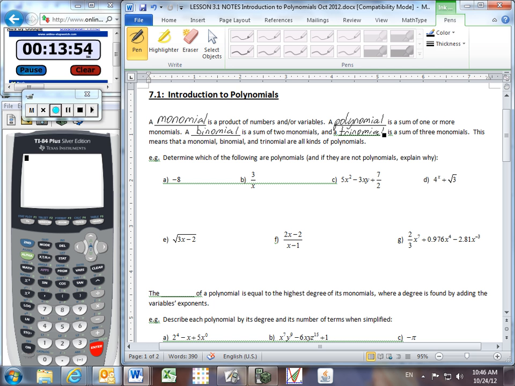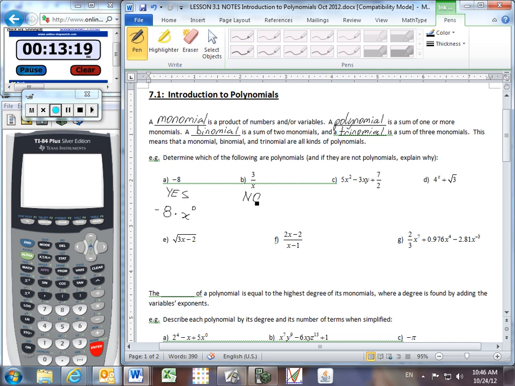So the first example, which of the following are polynomials? And if they are not polynomials, we need to explain why. This first one here is a polynomial because it is expressible as a product. We can write it as -8 times 1, let's say. Or maybe you could write it as -8 times x to the 0. The point is that you can write it out as a product. So yes, it is a polynomial. However, part B is not a polynomial because it is not expressible as a product, a pure product.